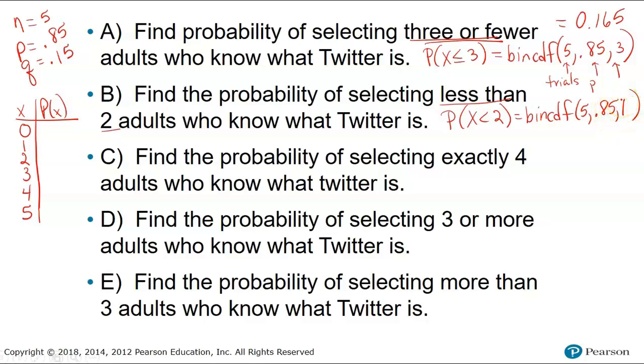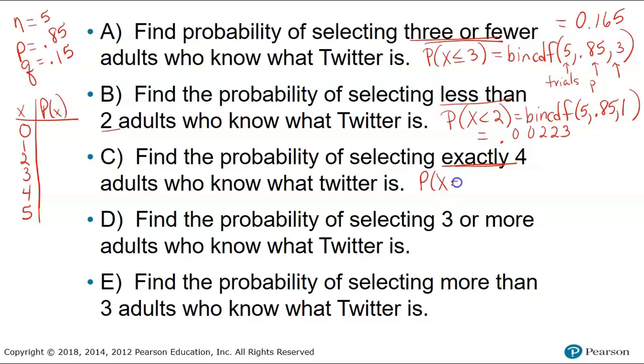So if I put that in my calculator, and again, you want to go to your distribution menu for that. And so we get 0.00223. Okay, moving on, exactly 4.